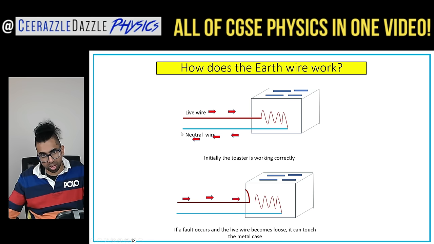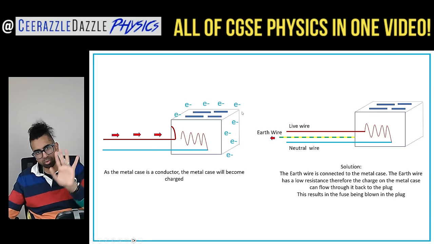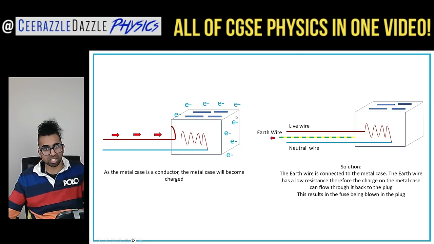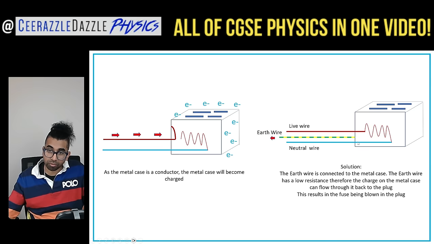And then you've got the neutral wire going back out again. Right, so this is the toaster working fine. So let's say, by accident, the live wire becomes loose and touches the metal case. What will then happen is obviously the charge will build up upon the metal case because the case is made out of metal. So that's obviously going to be dangerous, because if you touch it, you're going to get a shock. It has a high potential difference and you will have a low one, so it will jump onto you. So the following is helpful.